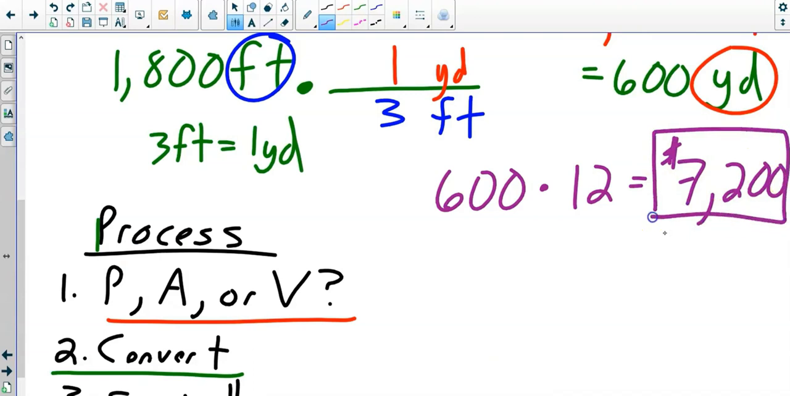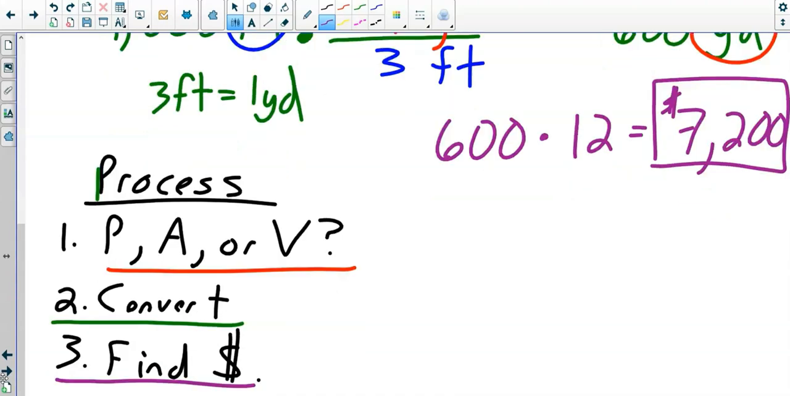And you will have problems in area and volume that are just like this. So you'll find the perimeter, area, or volume first. Then you will convert. And then you will find the price because you will be in the final correct format. And that's 10.3. That's it. Happy assignmenting.